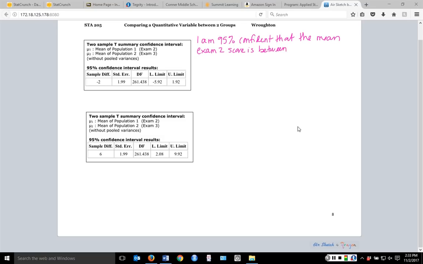So let's start with that negative 5.92. The fact that it's negative tells me that the exam 2 score is lower, so it's between 5.92 points lower to, now this one is positive. A positive tells me that exam 2 is actually higher than exam 3, so to 1.92 points higher than the mean exam 3 score.